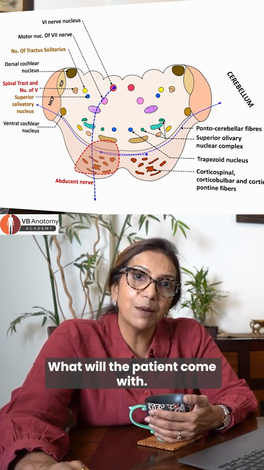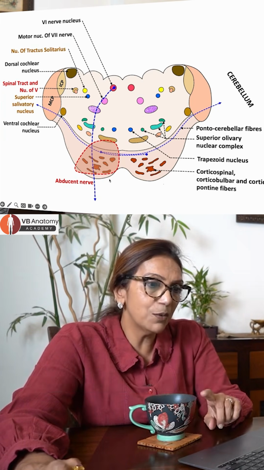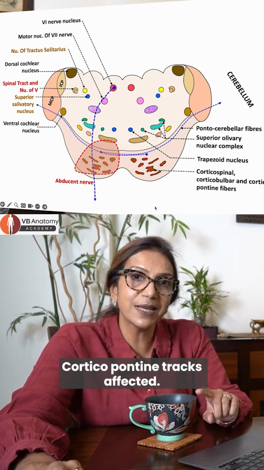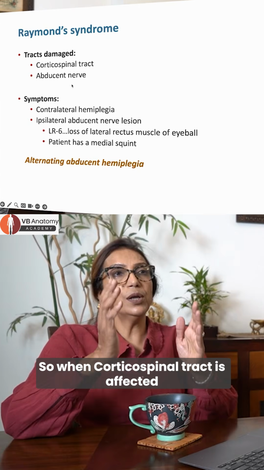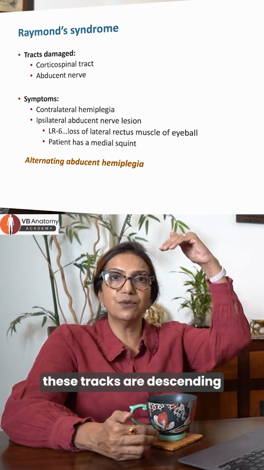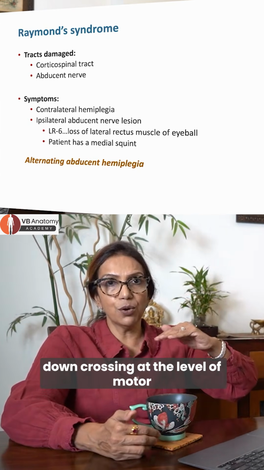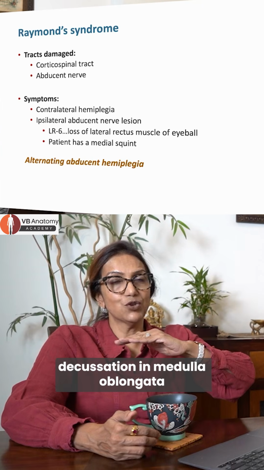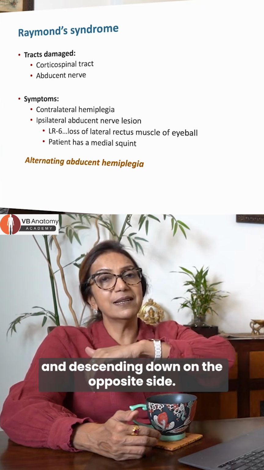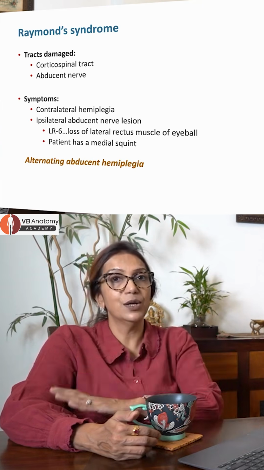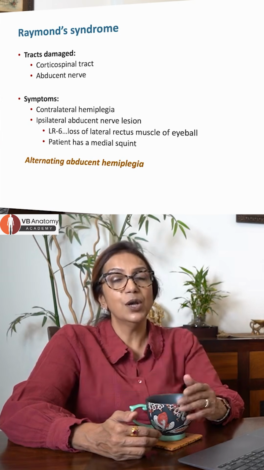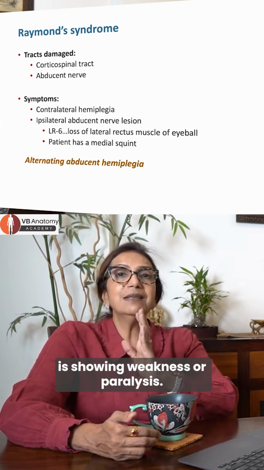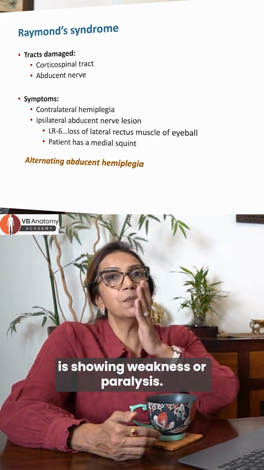What will the patient come with? You can see corticospinal, corticobulbar, corticopontine tracts affected. You can see the abducent nerve affected. So when the corticospinal tract is affected, these tracts are descending down, crossing at the level of motor decussation in the medulla oblongata and descending down on the opposite side. So the symptoms you will see will be contralateral hemiplegia. The opposite side of the body is showing weakness or paralysis.